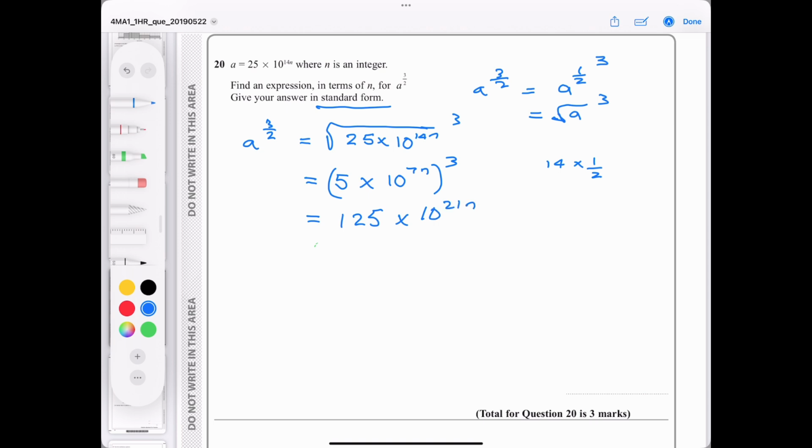Now the problem is that is not in standard form, because in standard form this number has to be between 1 and 10. It's got to be smaller than 10 and greater than or equal to 1. So we're going to make it 1.25, and then we're going to go times 10 to the power 21n plus 2, because we went 2 spaces that way. So that is our actual answer.